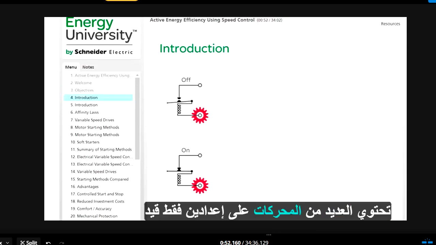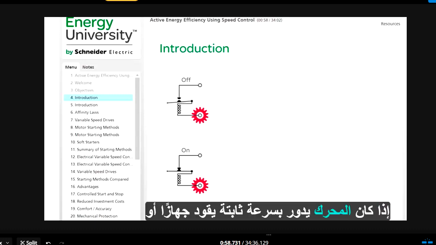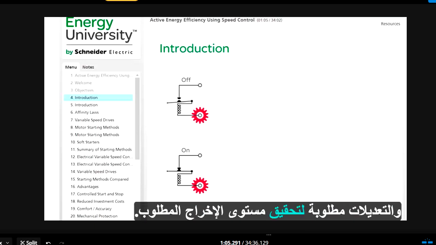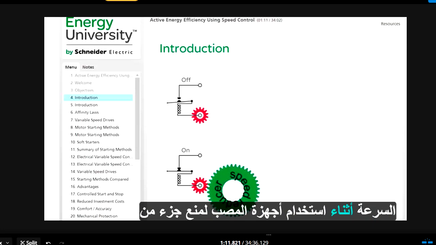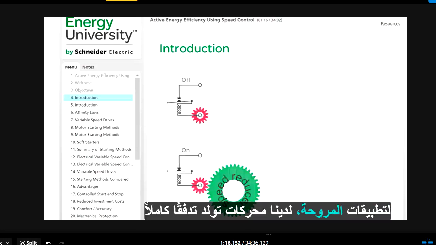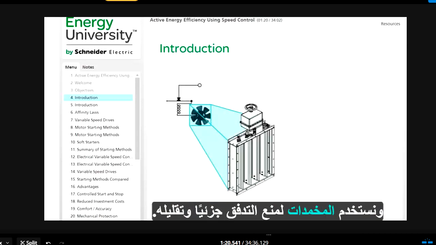Many motors only have two settings, on and off. They operate at constant speed. If a motor turning at constant speed is driving a device or process that requires less output, adjustments are required to achieve the desired output level. This adjustment is often achieved by letting the motor run at full speed while using downstream devices to block part of the output. For fan applications, we have motors generating a full flow of air, and we use dampers to partially block and reduce the flow.